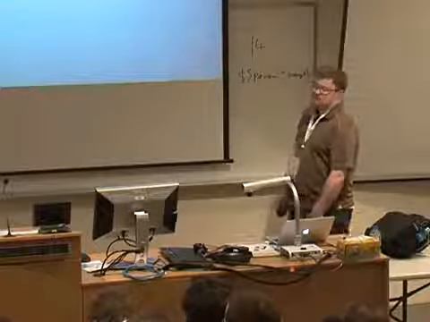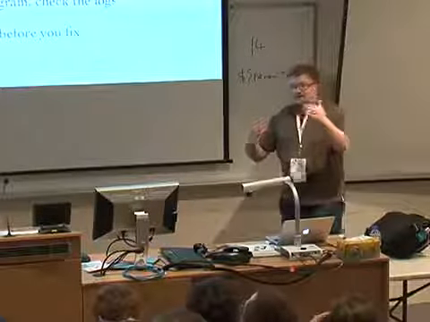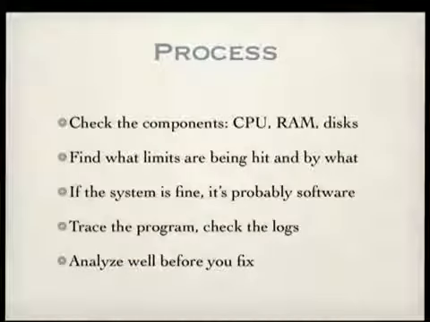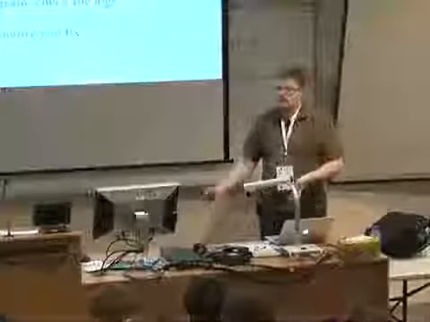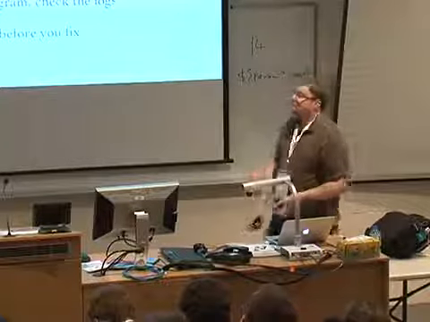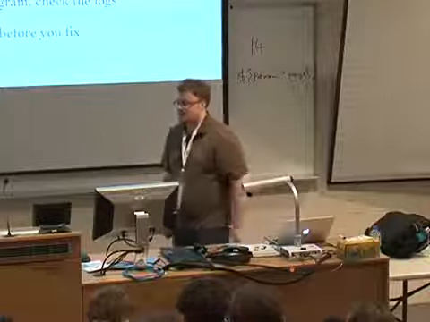So that's kind of a summary of what we've talked about here. My personal process, and if you're working on systems you will come up with your own, is to check each of the components: see what the CPU is doing, see what the RAM is doing, see what the disks are doing, understand what it looks like, look at top, see what the software is doing. Is something running 100% CPU? Are a lot of things running a lot of CPU? Are they using a ton of memory? If your system looks fine, but people are reporting problems, it's probably software.